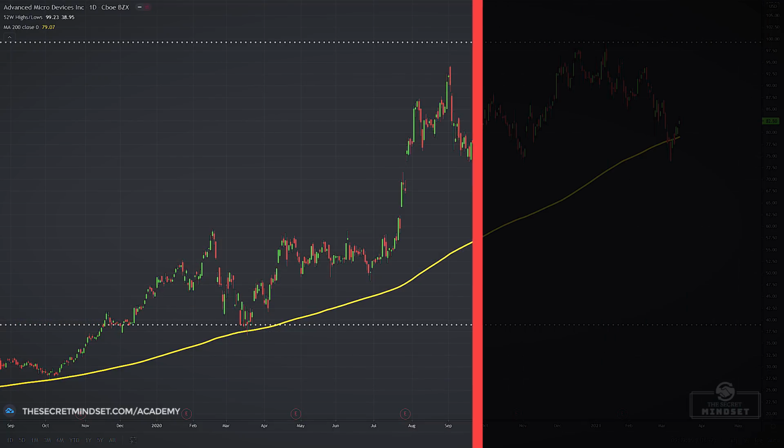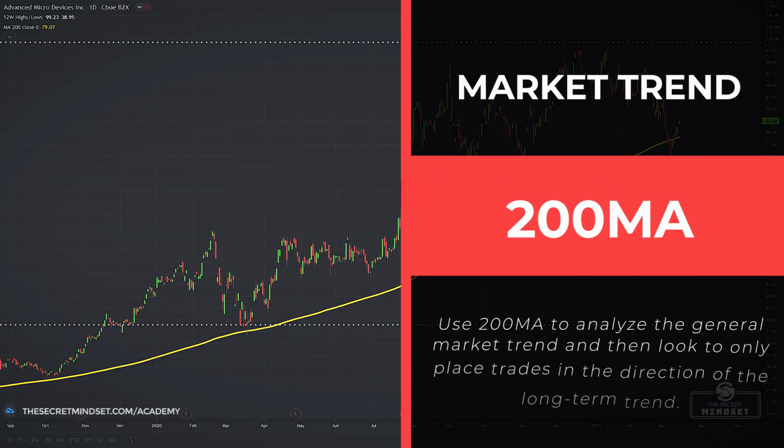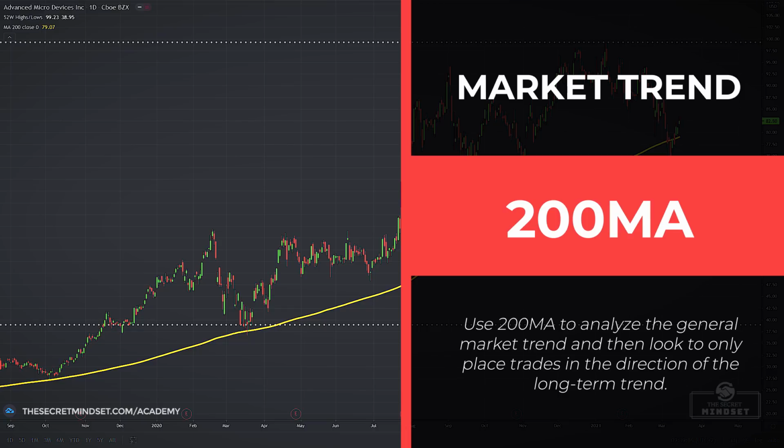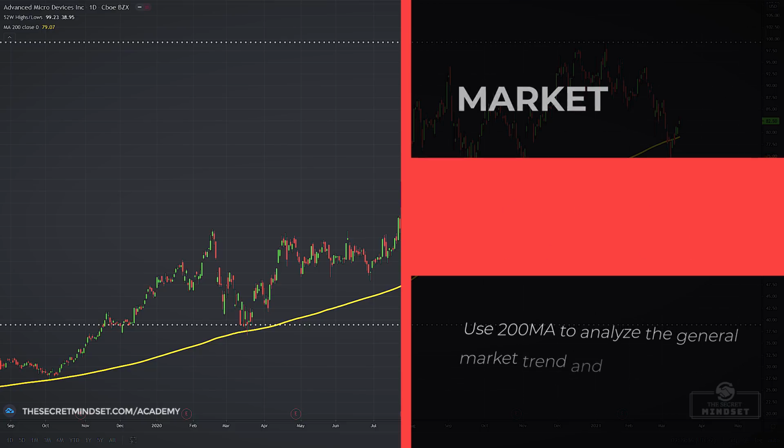One of the easiest scans to incorporate with the 200 moving average is to view the market in relation to this line. Traders commonly do this to analyze the general market trend and then look to only place trades in the direction of the long-term trend.